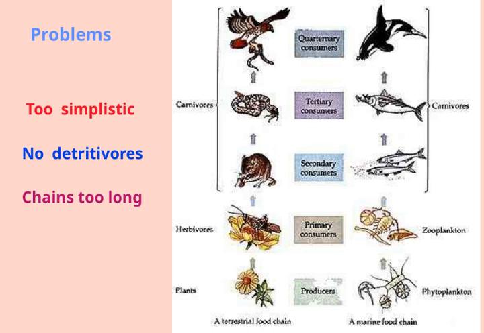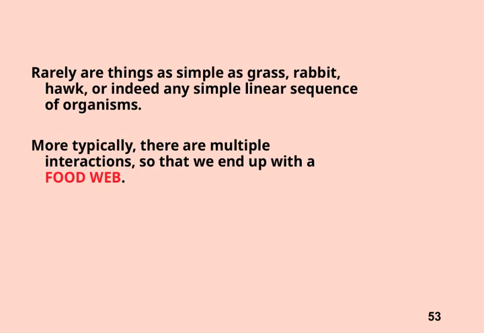Then there's the issue of chains being too long. In ecological networks, overly extended chains can make the model less realistic and harder to manage. Shorter, more accurate chains tend to reflect real-world interactions better and improve the model's usefulness. Overall, addressing these problems helps us develop more realistic and reliable models, which is key for understanding and managing ecological systems effectively. Rarely are things as simple as grass, rabbit, hawk, or indeed any simple linear sequence of organisms.